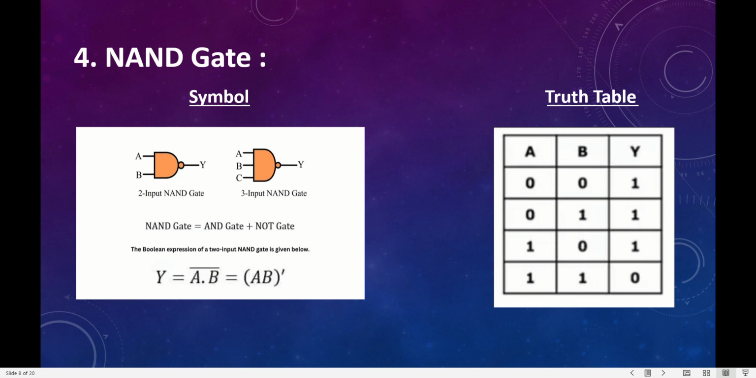That's because the AND gate is connected to the NOT gate, so the AND gate result is reversed. It means the opposite result is shown in this truth table. So this is the truth table of the NAND gate: inputs 0 0 give output 1, a is 0 and b is 1 gives output 1, a is 1 and b is 0 gives output 1, and both inputs 1 give output 0.